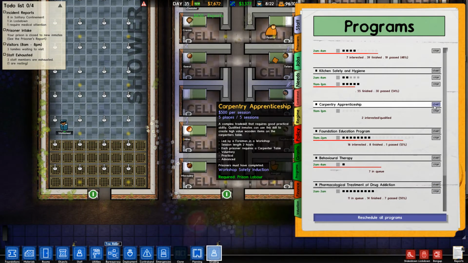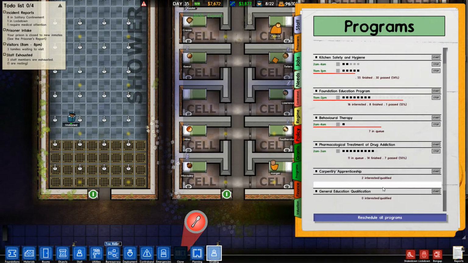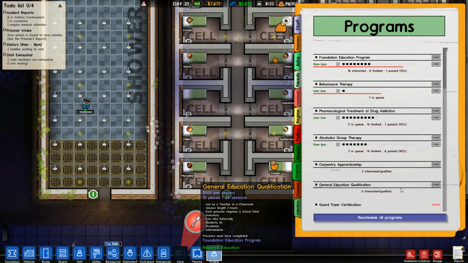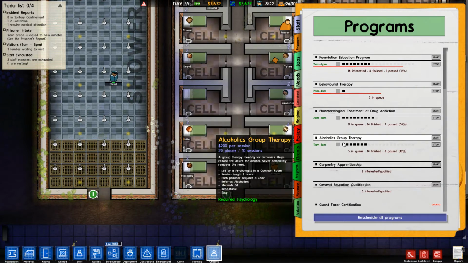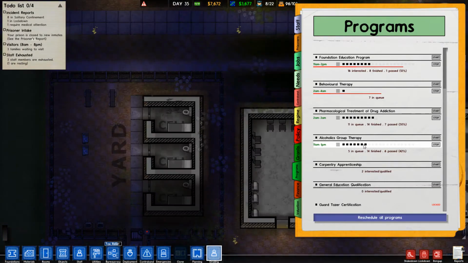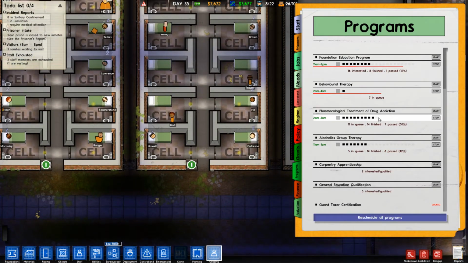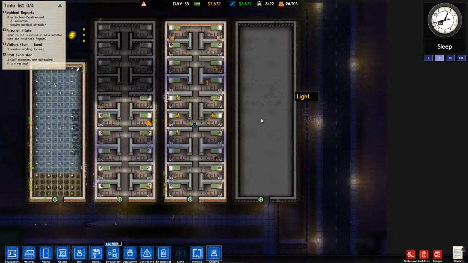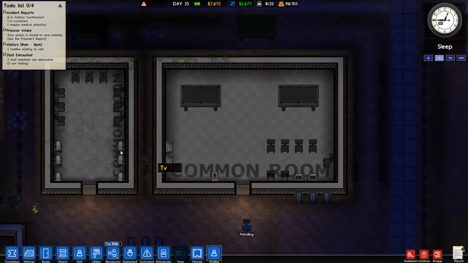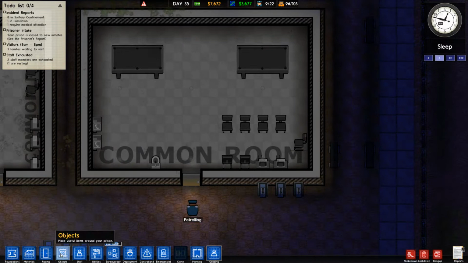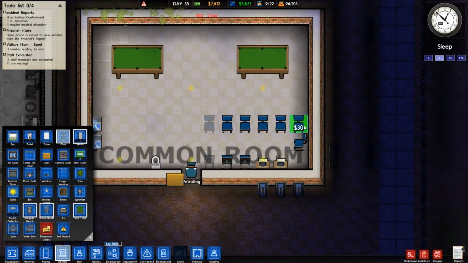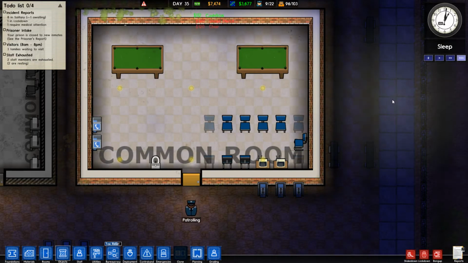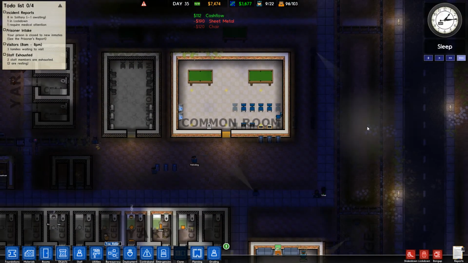Whoops, I was not planning on starting that just yet. Foundation Education Program, Pharmacological, here it is. 2, 3, 4, 5, 6, 7. I could probably just add a bit more chairs to that common room, because they somehow don't actually use that common room. They just ignore it. There. That should help with the amount of people who can actually attend the session.